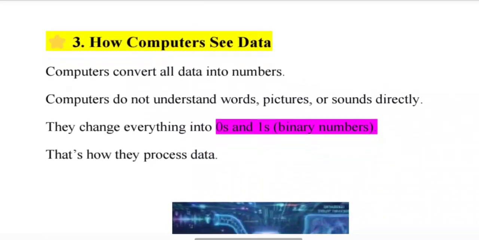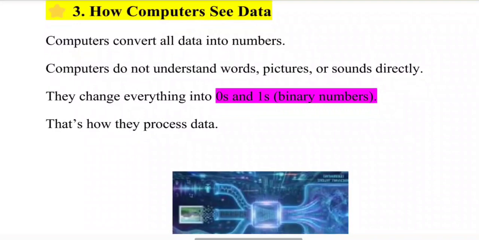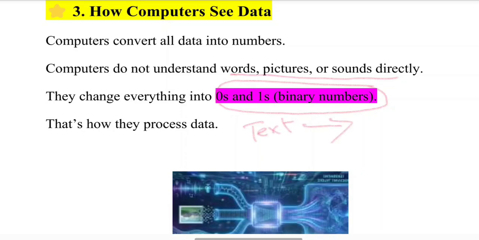Okay, so how computers see data, this is the most important thing. Computers cannot understand words, pictures, sounds directly. They only understand numbers, which are nothing but zeros and ones. For example, if there is a text, the computer won't understand it as text, it will convert it into numbers, 0 and 1. If there is a picture, again it will convert into 0 and 1. If there is a sound wave, again this will be converted into 0 and 1. All this happens because computers work in binary, which means zeros and ones. So remember, computers only understand numbers. If you give numbers, it will process them directly. But if you give text, pictures, sounds, everything, it will convert into numbers.